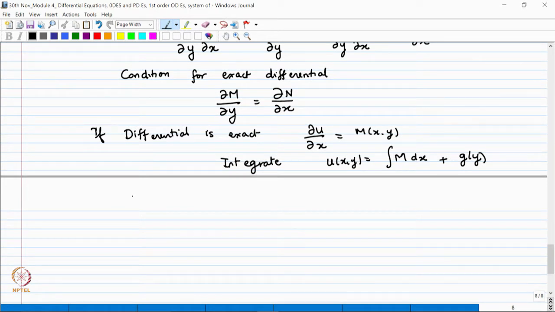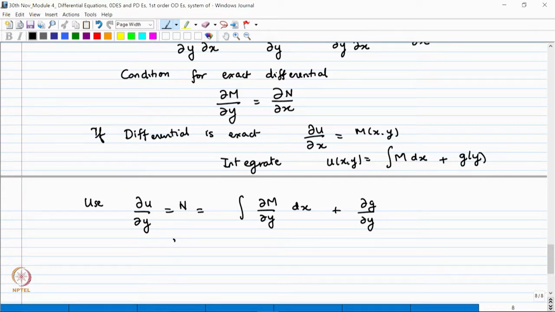now you use the second condition, dou u by dou y equal to n is equal to integral dou m by dou y dx plus dou g by dou y. Okay. And what you can do is you can just solve for g.